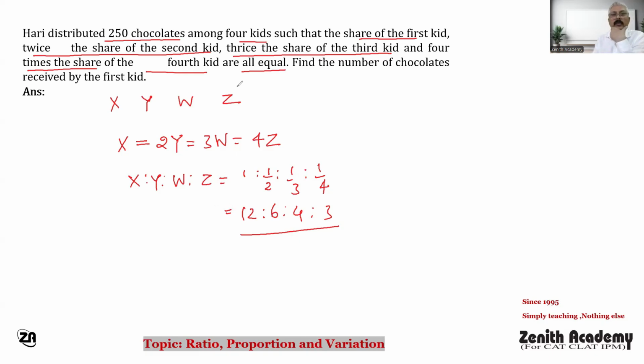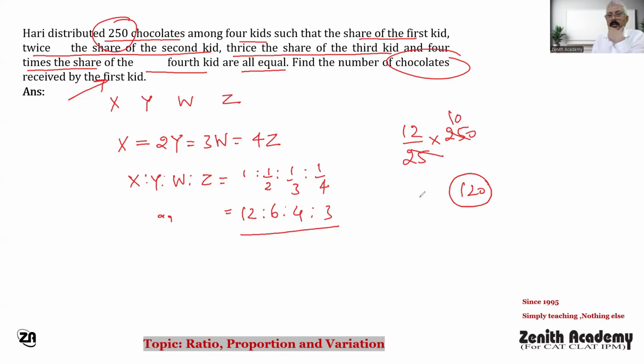So here you have to find the number of chocolates received by the first kid. The first kid gets 12 upon the sum of the ratio, 12 plus 6 is 18, plus 4 is 22, plus 3 is 25, into the total number of chocolates, 250. So this way 120 chocolates are shared by the first kid. This is your answer.